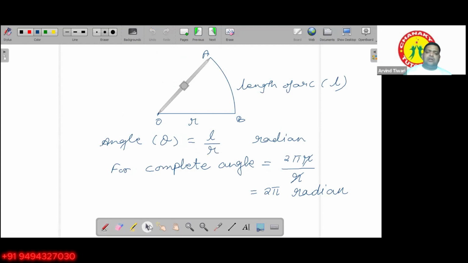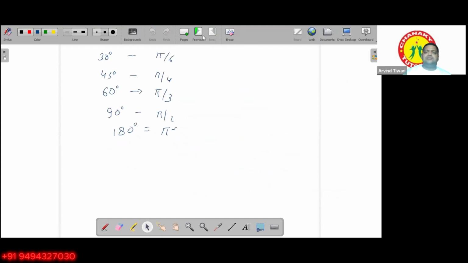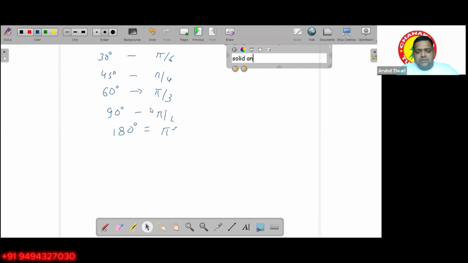So what do we mean by a solid angle? Let's try to visualize a solid angle. Can anyone imagine a solid angle? And why do we need a solid angle? All the things around us are in terms of solids. They are solid angles, not plane angles. So we need to study the solid angle also.